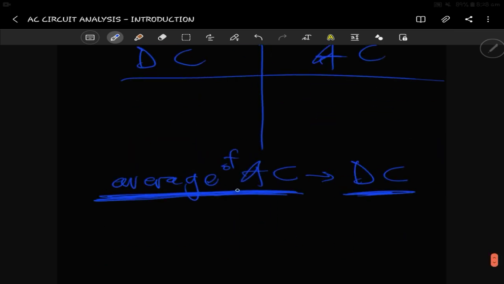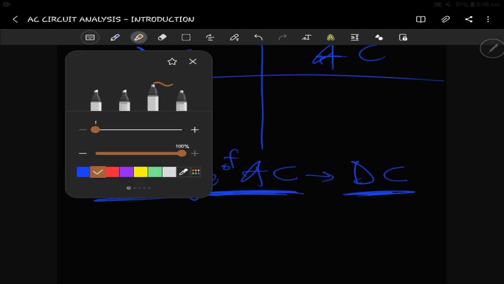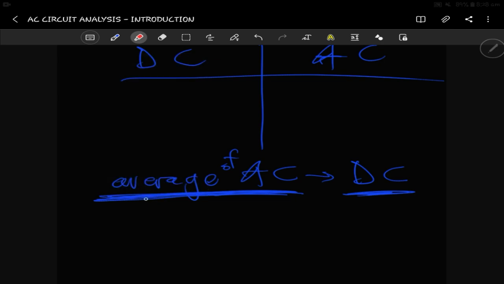So basically, this is what we call the average value of the AC. The average value for the AC can give you a DC. But then again, we have another one which is much more effective. The term for that one is what we call the effective value. So this is what we call the average value. Let me write it here.